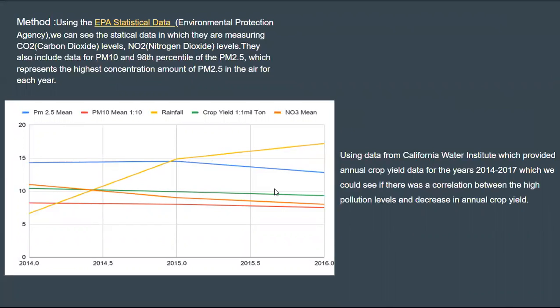And using the data from California Water Institute, which provided us the annual crop yield data between the years of 2014 and 2017, we're able to see that there's a correlation between the high pollution levels and the decrease in our annual crop yield data. And we're able to find some more research showing that high concentration of ozone gases were associated with times of drought.